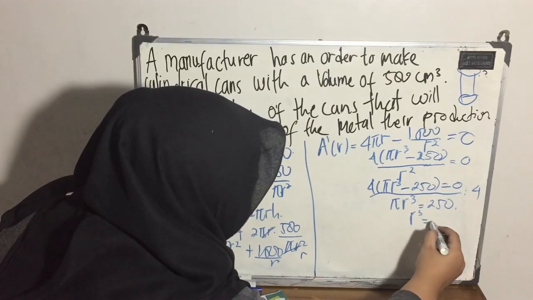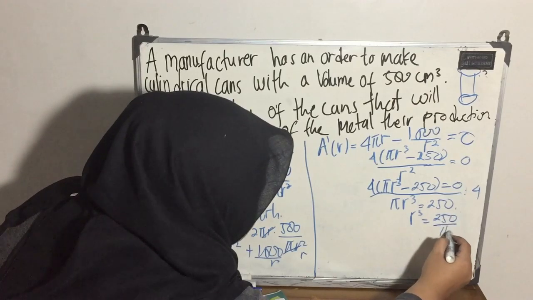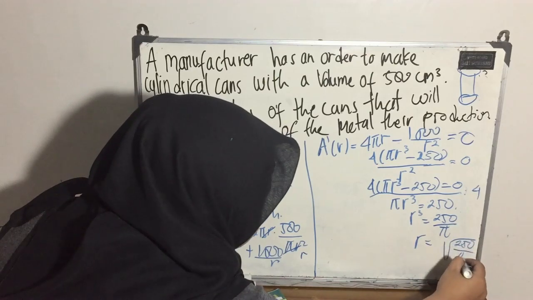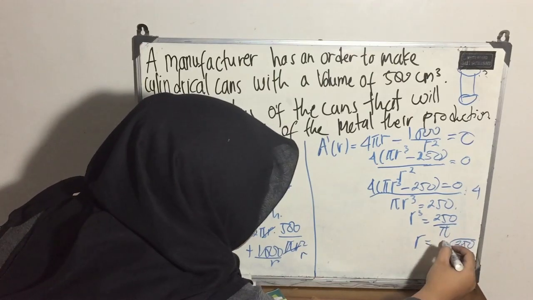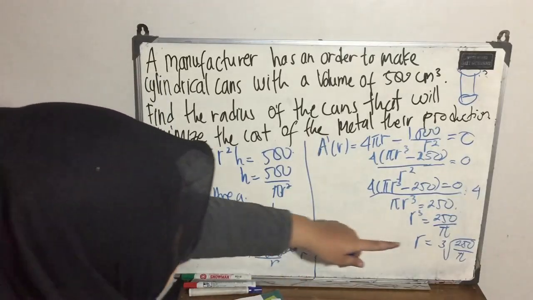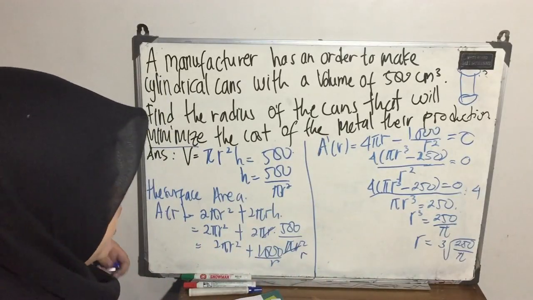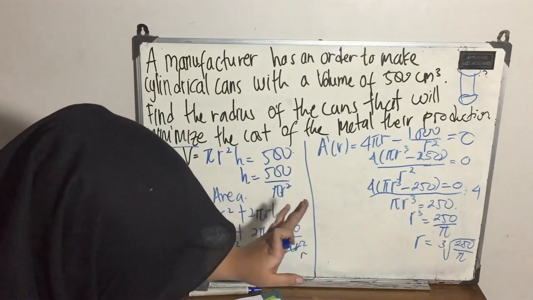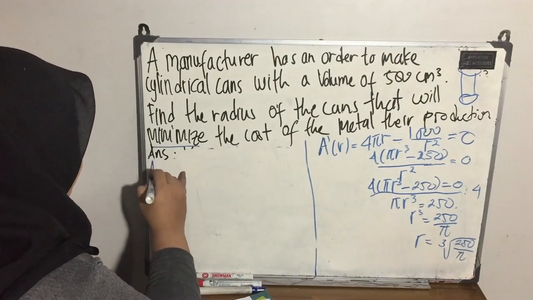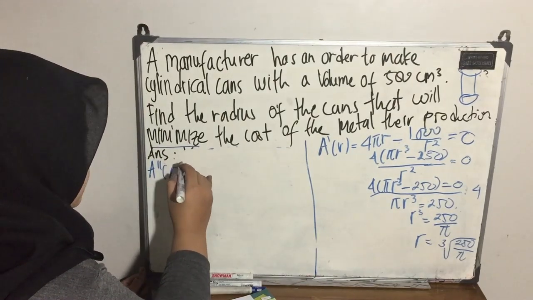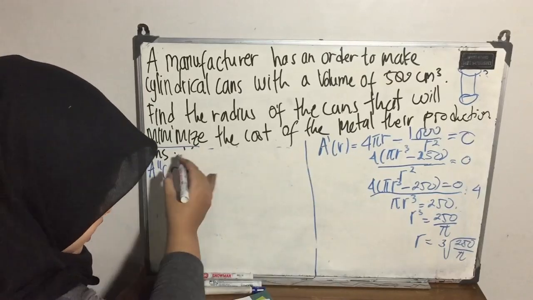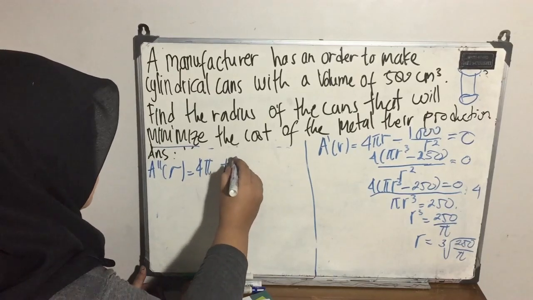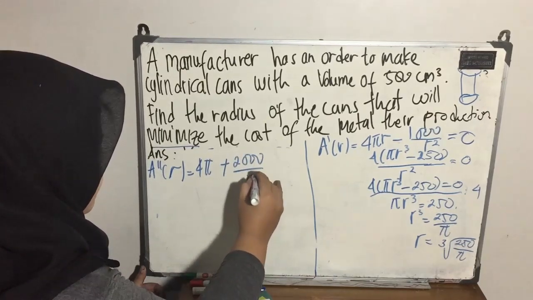So r³ is equal to 250 over π. So r is the cube root of 250 over π. Is it this one? Or we can prove this one with the second derivative to see whether it implies a minimum or not. The second derivative of the area is 4π plus 2000 over r³.